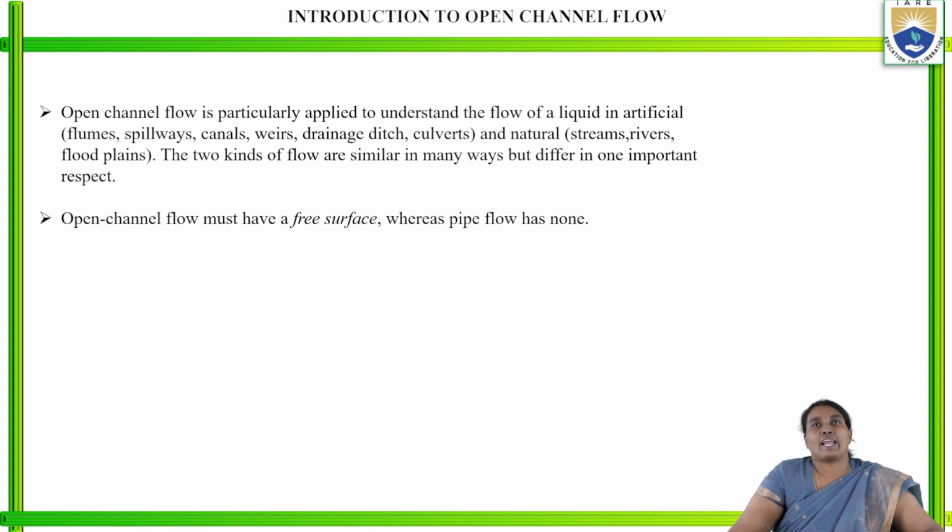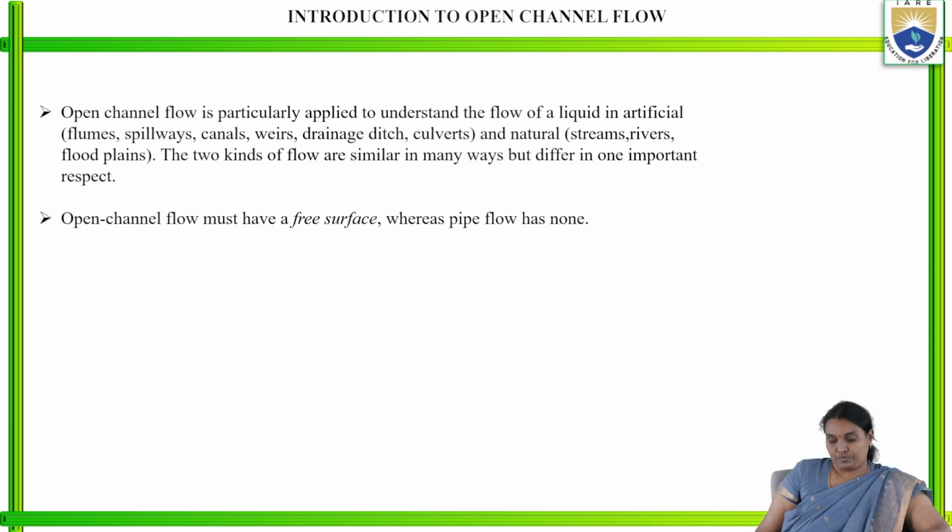So these two kinds of flows are similar in many ways. There is not much difference between these artificial and natural ways of open channel flow, but they differ in one important aspect. Open channel flow must have a free surface where pipe flow has none. This is one of the variations between open channel flow and pipe flow.